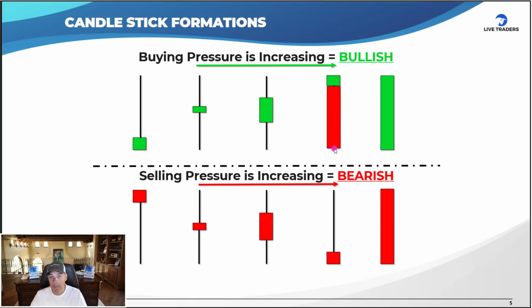And then the buyers came in and pushed the stock up. The buyers came in, buyers came in, and they didn't stop right there. They didn't stop right here. They kept on going up. So think about that for a second. What kind of power, what kind of strength does it take to overcome that level of selling pressure?